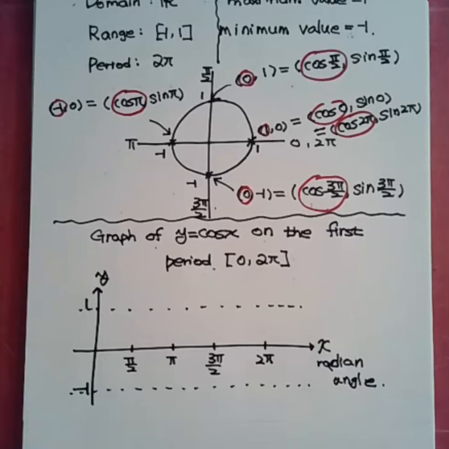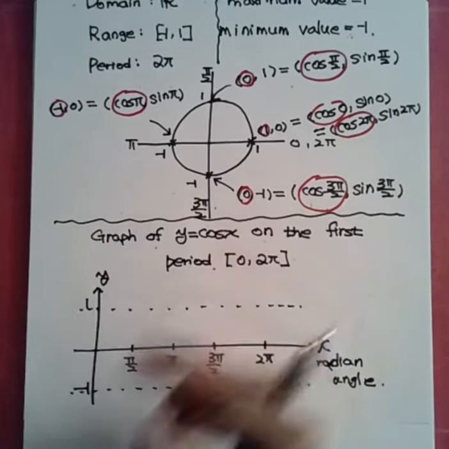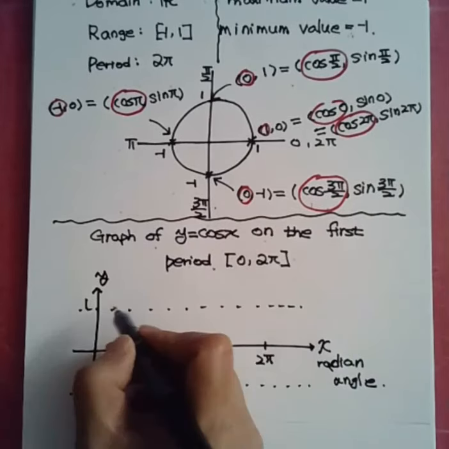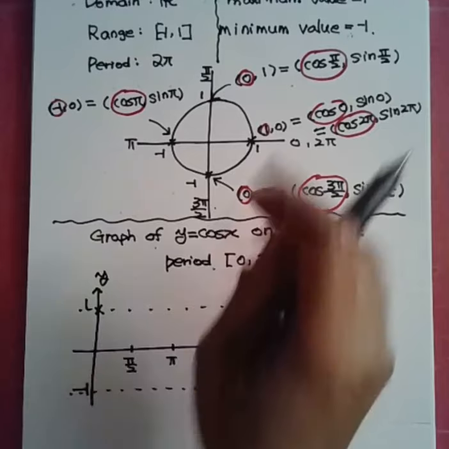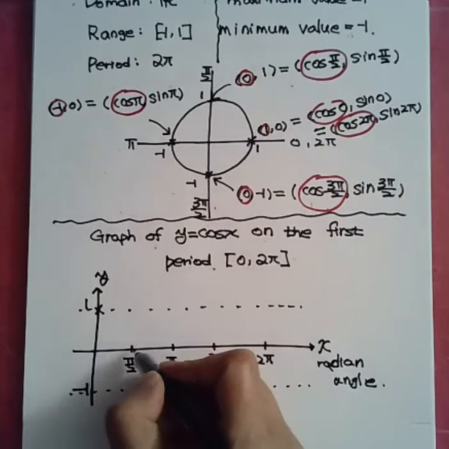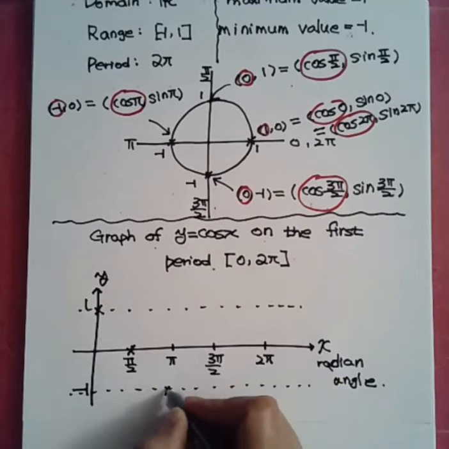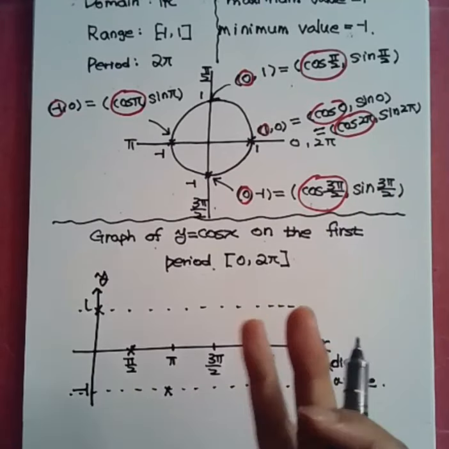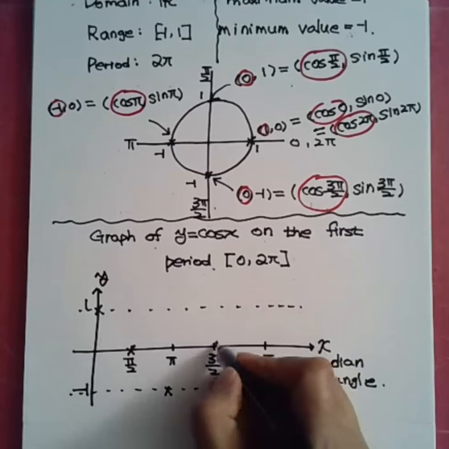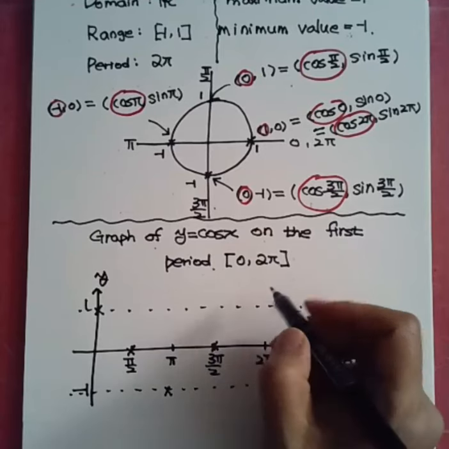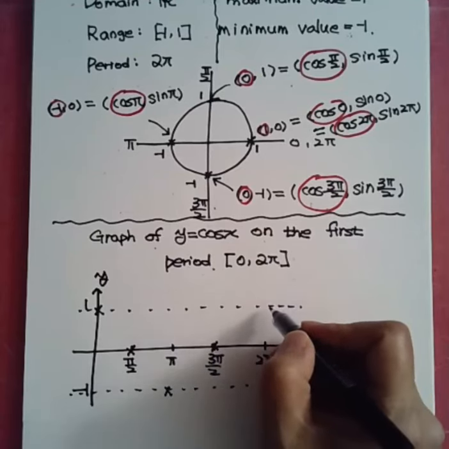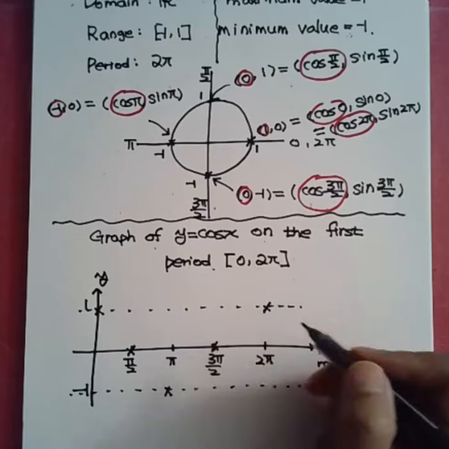When the angle is 0, the cosine value is 1. And when the angle is pi over 2, the cosine value is 0. When the angle is pi, the cosine value is minus 1. And when the angle is 3 pi over 2, the cosine value is 0. And when the angle is 2 pi, the cosine value is 1.